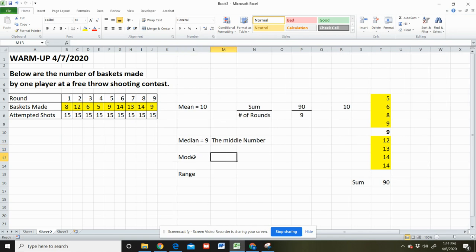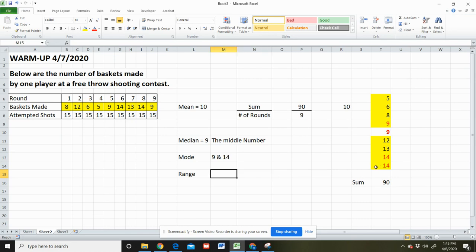My mode is the number that occurs the most. So here I've got 2 9s, and I've got 2 14s. So for this particular data set, I actually have 2 modes. I have 9 and 14.